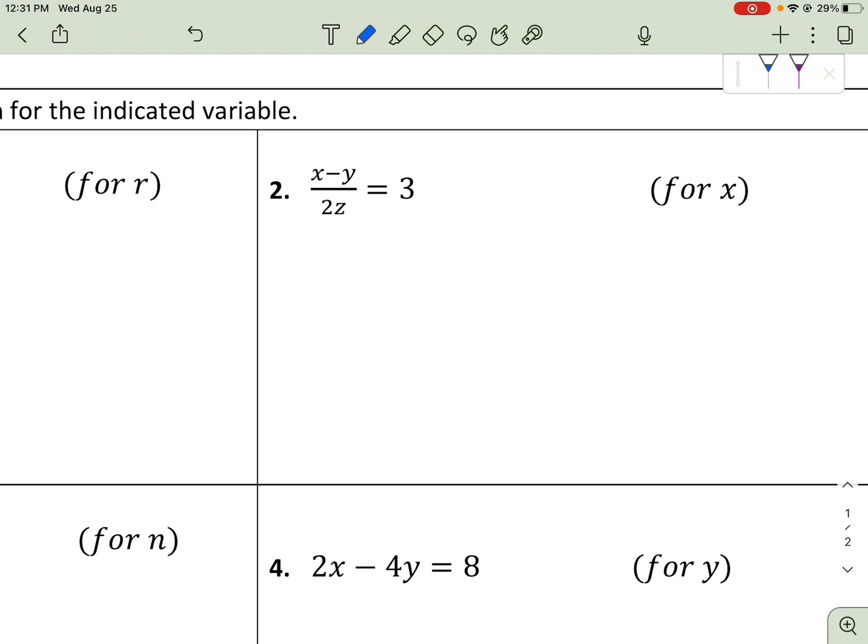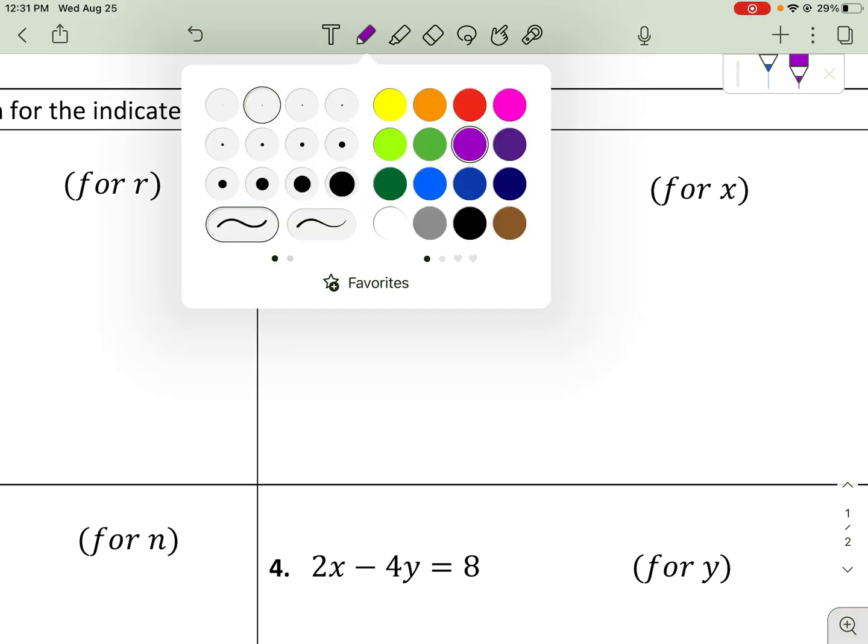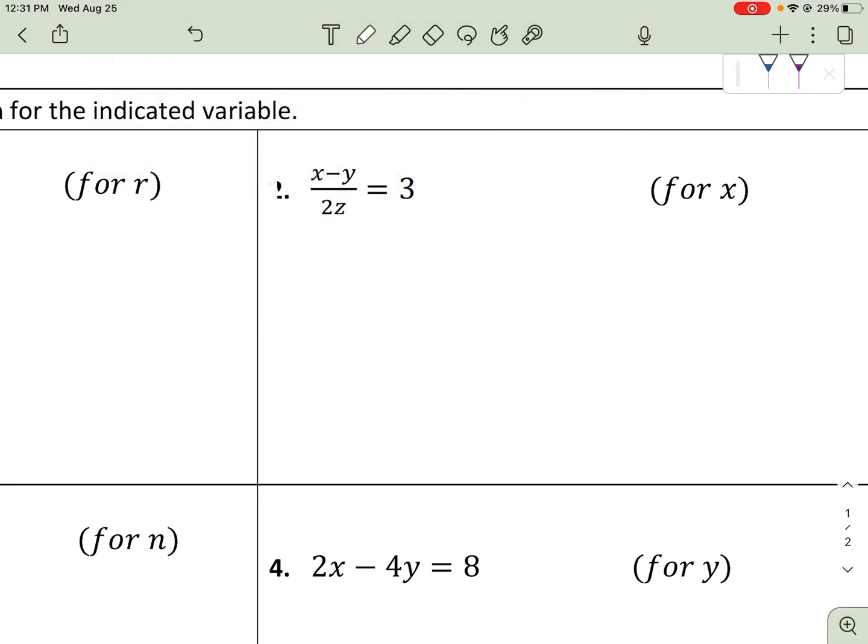On number 2, we're solving for x. So on this one, we got to get rid of the division first of 2z. So to get rid of division, we multiply. I'm going to white out this 2 so we don't confuse it with part of the problem. So we multiply both sides by 2z, and that cancels these, which is what we want. So we can get x by itself, and you get x minus y equals 6z. And then add y to both sides. So we add y here, and we get x equals 6z plus y.